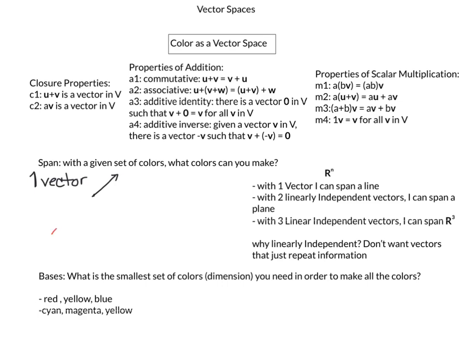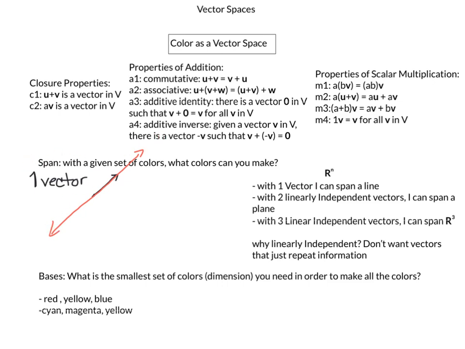I can scalar multiply, and I just get a long line. It represents a line. And again, at this point, I'm not saying that this one vector represents a whole vector space. Rn is a vector space. I'm just saying, what if I have a subset of Rn that's one vector? Then what does it represent?